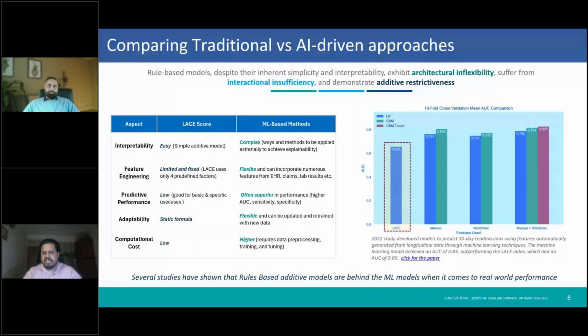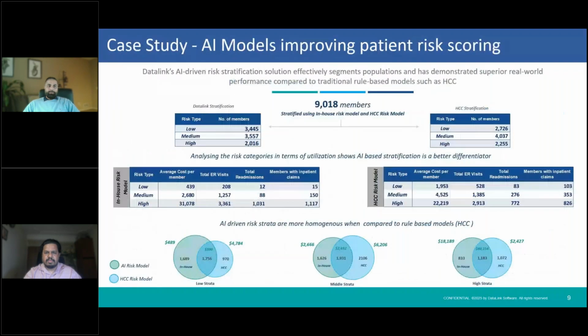So basically what we are trying to establish here is that machine learning AI based models are practically better in most of the scenarios when compared to the rule-based models. Now that brings us to the next slide, where we are introducing the data links AI-based risk stratification, where we are trying to assess every member's health based on their clinical, their social, their demographic, and their transactional data.